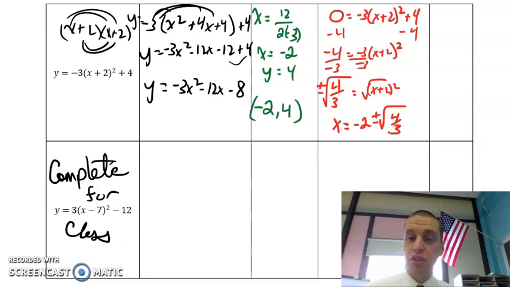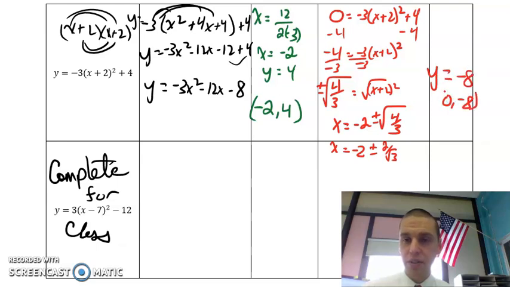Pause it if you need to go and just do it on your own. I can also rewrite this as x equals -2 plus or minus 2 over square root of 3. The reason being that square root of 4 is 2. So I could also write it as this. And the y-intercept is -8, which probably should be written as a point, (0, -8). So there are two x-intercepts here. Not nice though, so we can leave it in radical form. We have our y-intercept, our vertex, and our standard form.